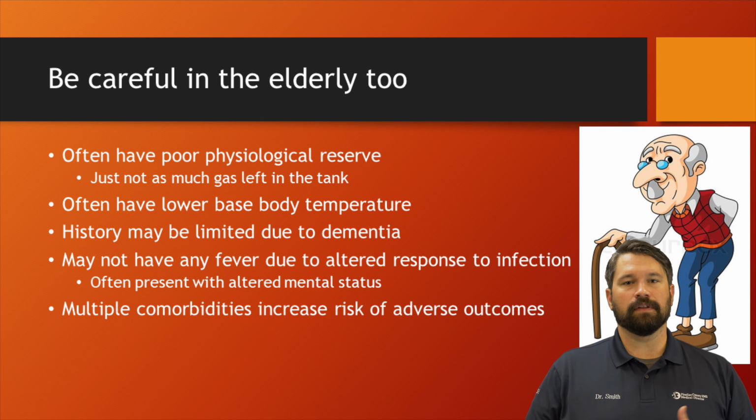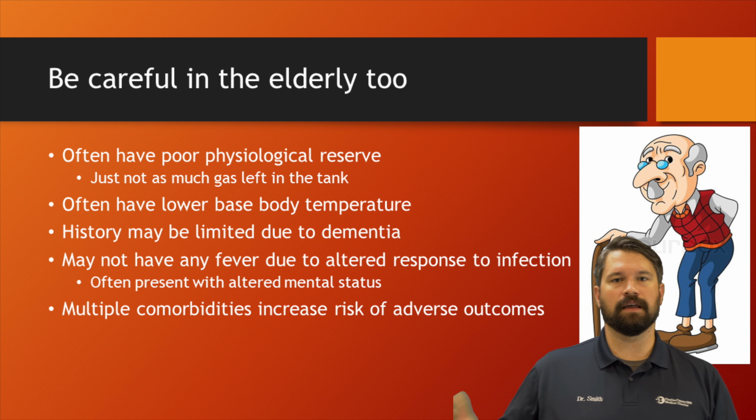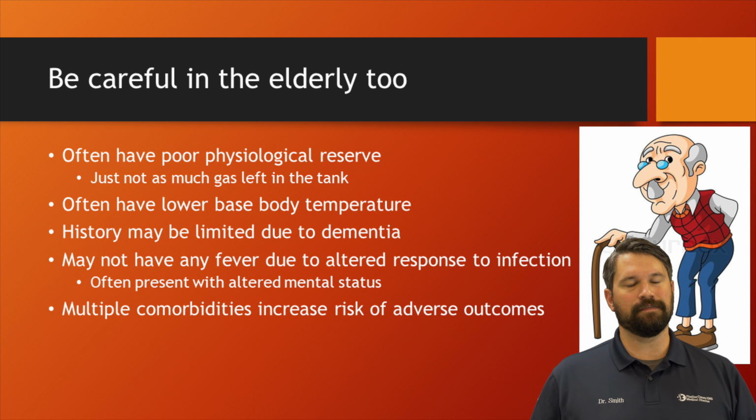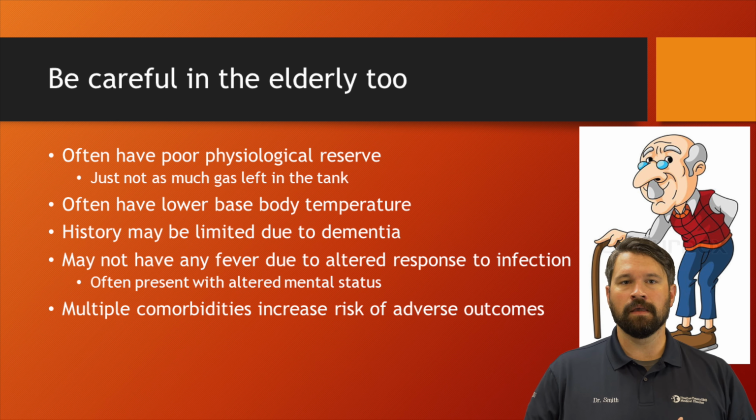Oftentimes the elderly will have a lower body temperature normally, so if they live at 96 and they come in with 98 or 99, while it's not technically a fever, it may be high for them. Their history, again just like children, may be limited. Maybe they have cognitive defects or dementia, things like that.